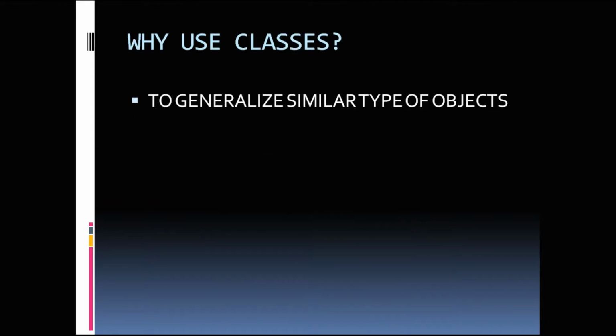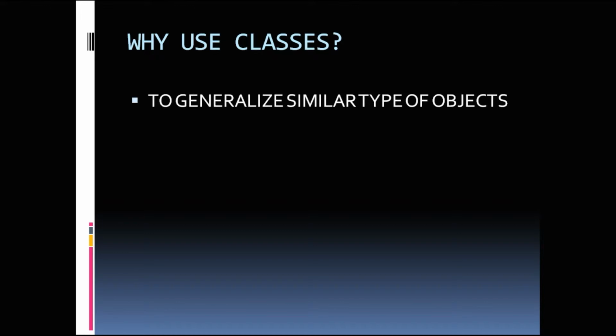Why do we use classes? Suppose I'm running a program that includes two operations: one is addition and the other is subtraction. So why do we use classes? As you can see, I am using the word classes to generalize similar types of objects.